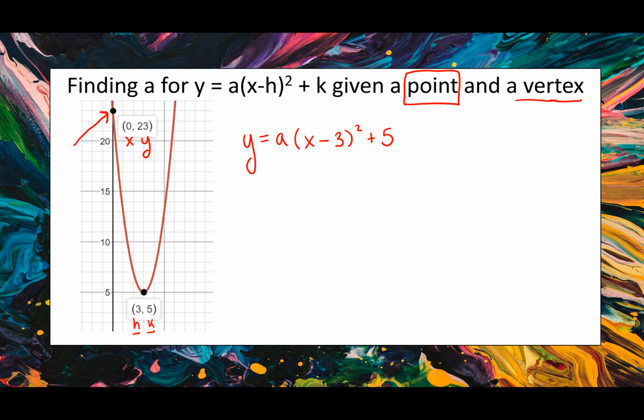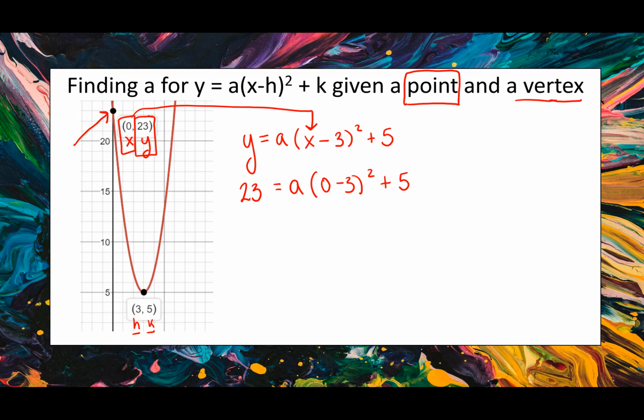So let's go ahead and substitute in. Remember, my y is 23, so I'm going to write this as 23. I don't know what my a is, so I'm going to write that as a. My x is 0, so I'm going to have x being 0 here. And then just rewrite the rest of the problem.